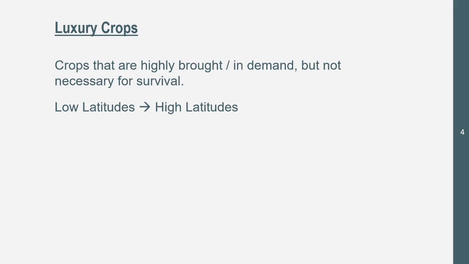And these are usually from your low latitude states to your high latitude states. So South America, Africa, Australia, Southern Asia. Those are, and then they're going to be going up to the United States, Canada, China, Russia, Europe, Northern Africa. So our high latitudes. And that's the pattern that we see with our luxury crops. And some of these crops are like coffee, sugar, banana. These are crops that you don't necessarily need for survival, but they're in demand.